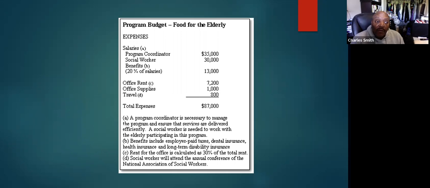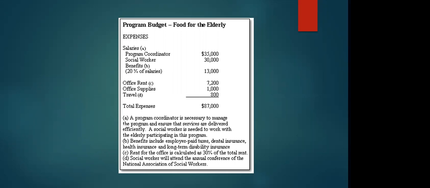Budget for food for the elderly. This organization works for the elderly. They provide food for the elderly. Let's talk about their expenses. More importantly, notice how they justify everything. This is what we call a budget justification. Okay, start reading from the numbers.